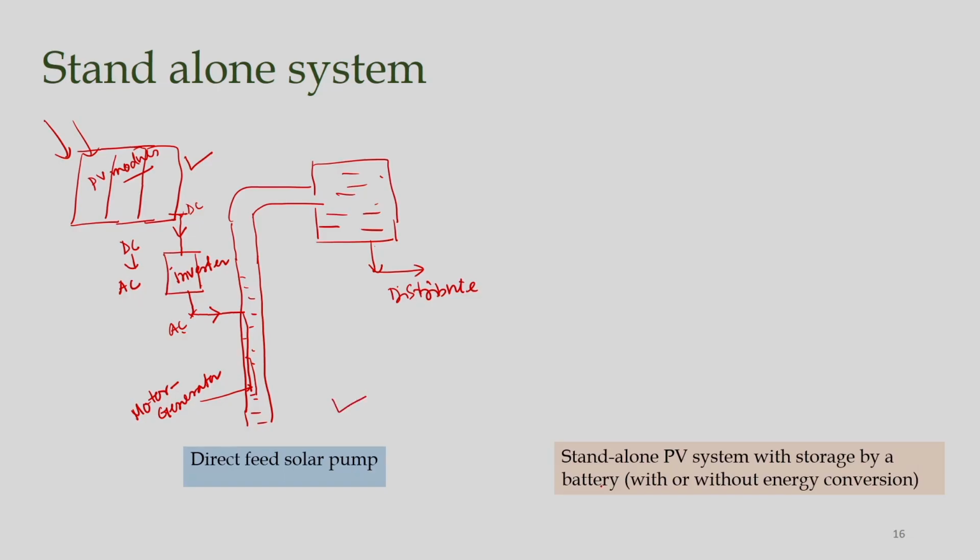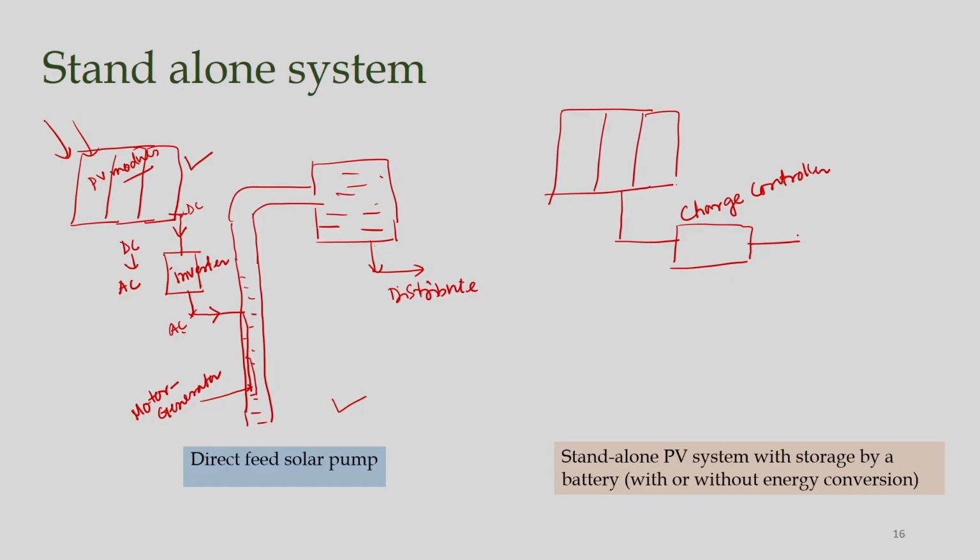And also we can have a standalone PV system with storage by a battery, and that can also be drawn here. So, maybe we can draw this configuration. So, there are many modules maybe, okay, and sometimes we need a charge controller when batteries are there, because battery life is very important. So, this is the charge controller, and we will have a DC AC converter. Again we have an inverter, okay.